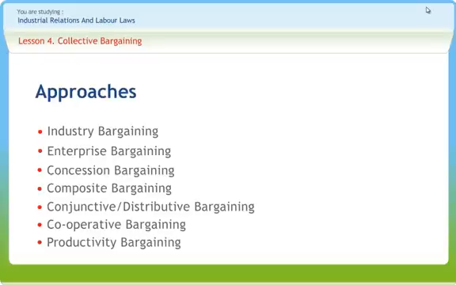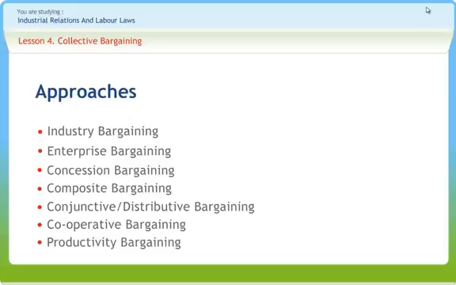Concession bargaining originated in the USA as a temporary measure to save jobs in the period of economic depression. Concession bargaining was undertaken by the employers to face increased competition and cope with higher productivity requirements. The trade unions preferred wage cuts or wage moderation to job losses and displacement.